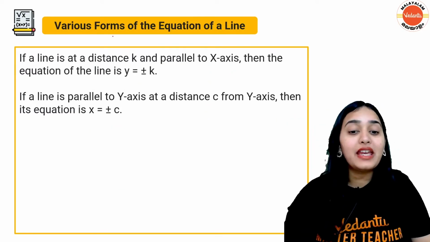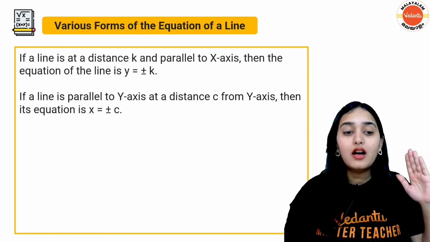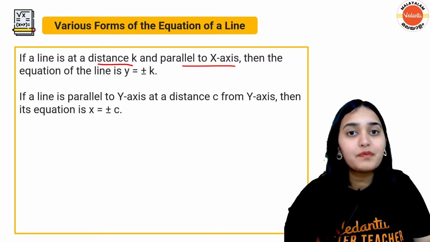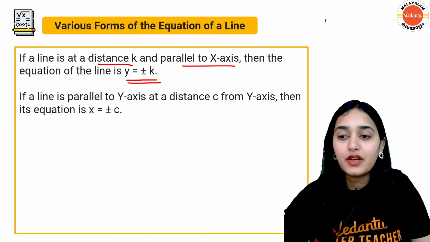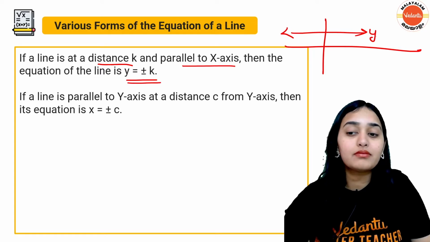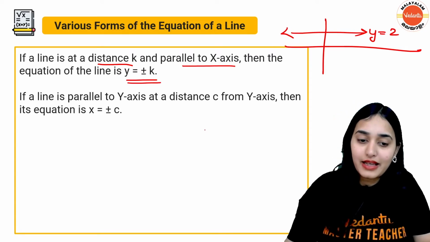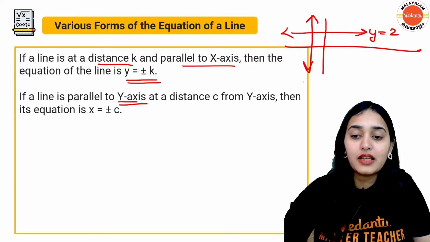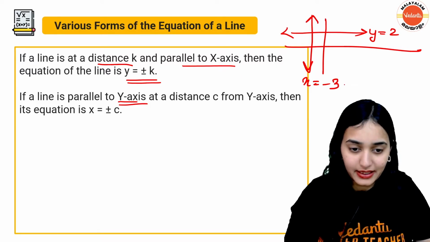Next, some various forms of the equation of a line, some different methods to write the equation of a line. Suppose there is a line at a distance k which is parallel to the x-axis, then the equation of that line will simply be y equals plus or minus k. For example, this is x, this is y. If this is the line, the equation of this line is simply y equals 2, y equals 3, like that. And if it is parallel to the y-axis, like this other line, the equation will be x equals minus 3, minus 2, plus 2, and so on.